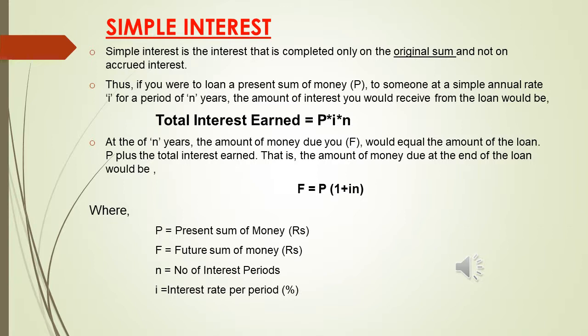So this is your formula to find simple interest, where P is the present sum of money in rupees, F is the future sum of money in rupees, N is the number of interest periods, and I is the interest rate per period in percentage. These are the notations and also the formula which you need to know. We'll solve problems based on this.